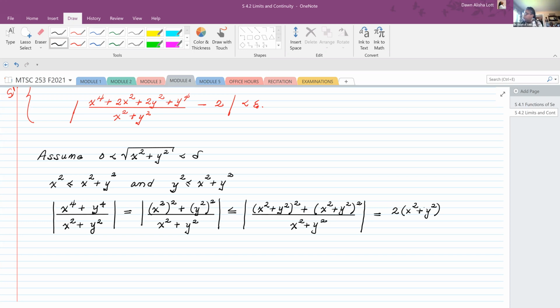Okay, do you agree with that? Yes. Okay, so this is going to be 2 times delta. I'm going to let that be epsilon. So therefore, I'm going to say that my delta needs to be epsilon over 2. Okay, now let's do the proof.